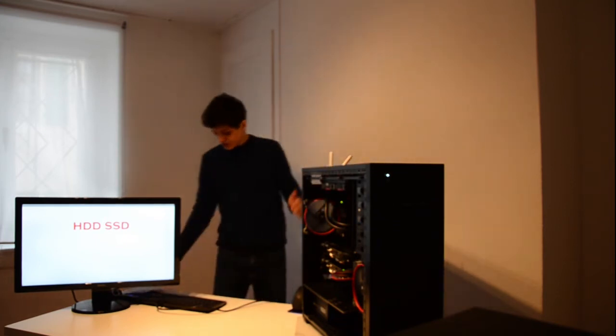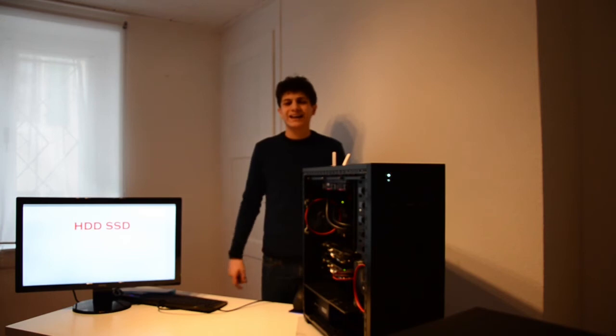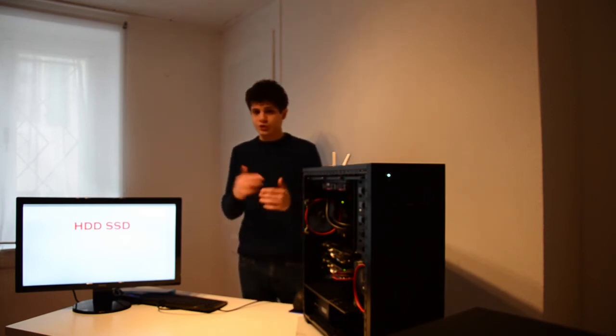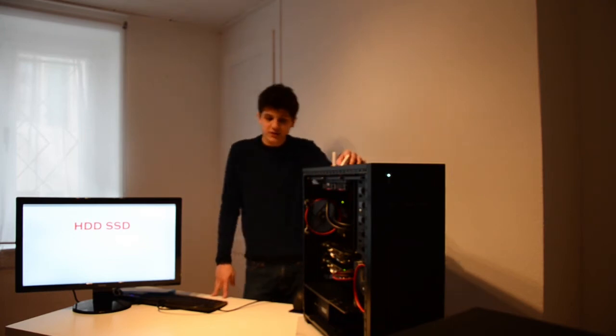Now, what is a megabyte? A megabyte is a million bytes. What is a gigabyte? A gigabyte is a billion bytes. And what is a terabyte? A terabyte is one step further. It's a bit more. Now that you know the basics about the storage units and how they're calculated, let's dive into how this stuff works.